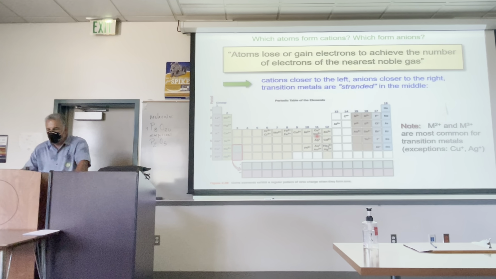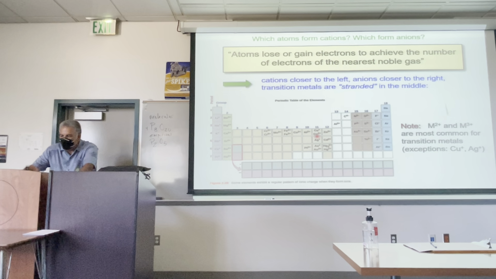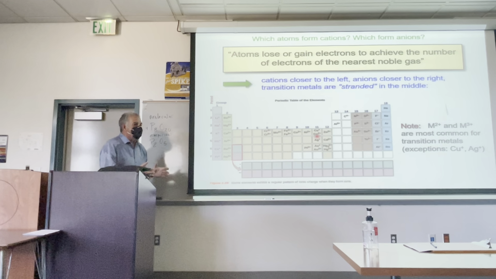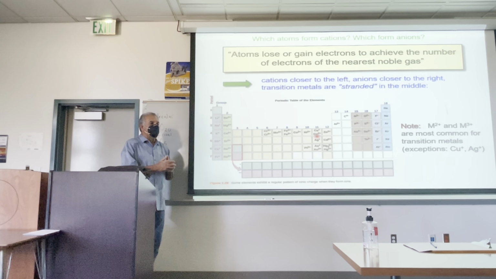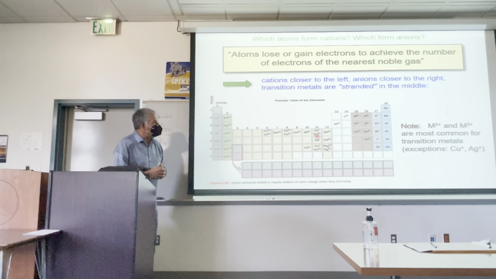All right, which atoms form cations, which form anions? Atoms lose or gain electrons to achieve the number of electrons of the nearest noble gas. Okay, why? Because noble gases are stable. And for the longest time, we couldn't even make a compound with a noble gas because it took too much energy to remove or add an electron to it. But we do now, every once in a while, make some.